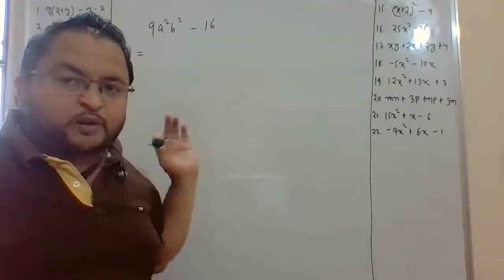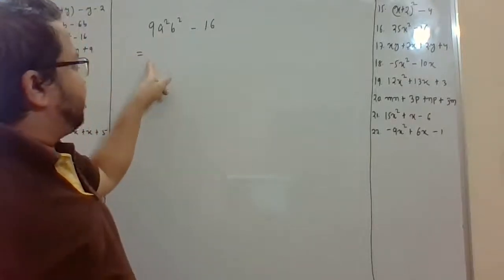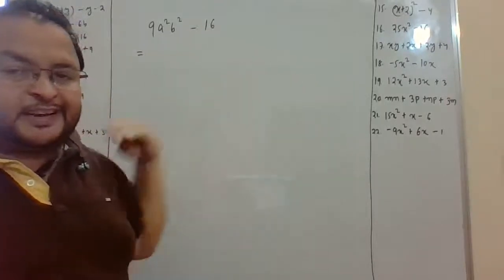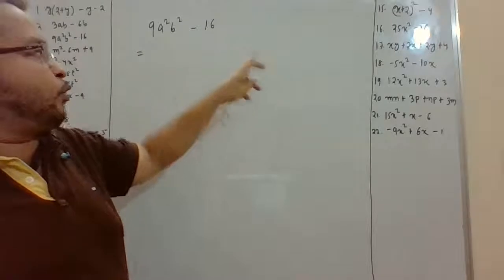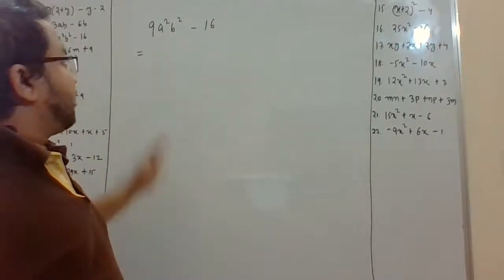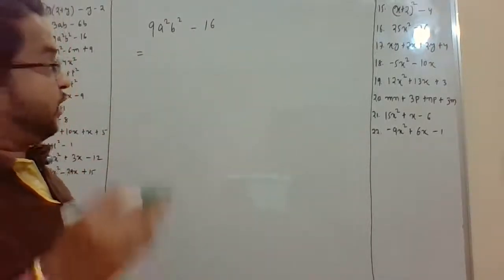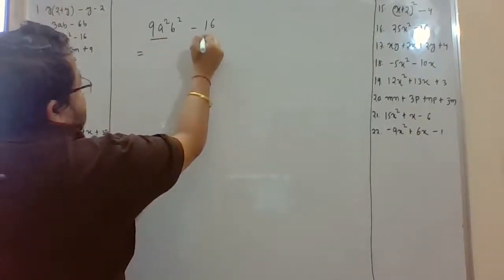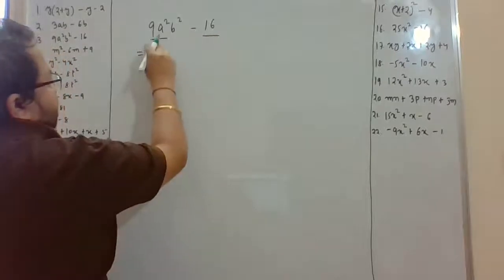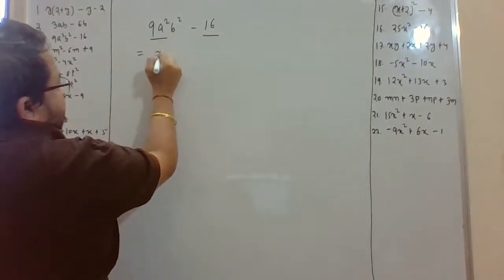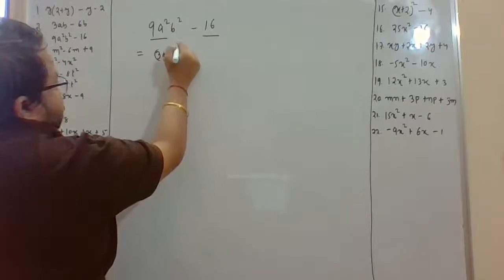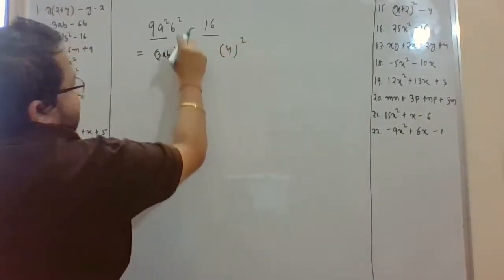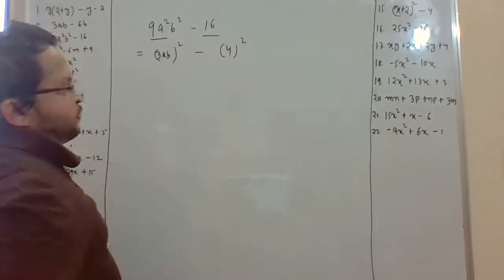What is my step number 1 of factorization? Check if there is any common factor across all the terms, and if yes, then eliminate them. Obviously, there is no common factor among the terms, so I cannot eliminate it. However, I can express both these terms as squares of something. The first term can be expressed as (3ab) square, and the second term can be expressed as 4 square. There's a minus sign, and I retain the minus sign.